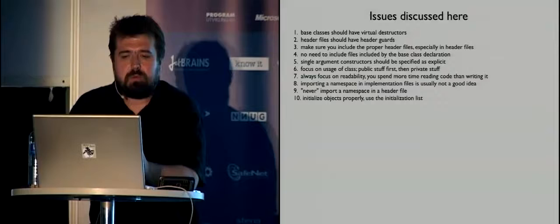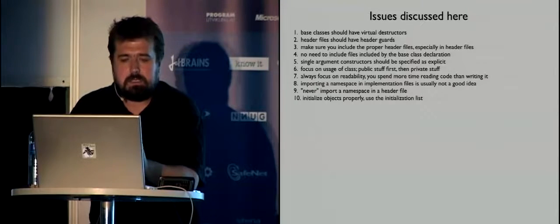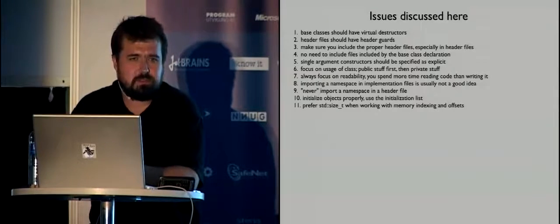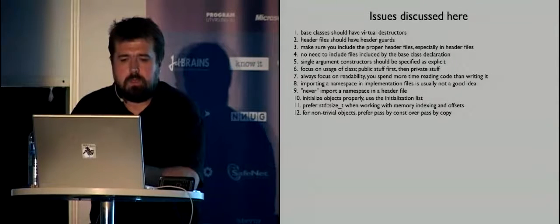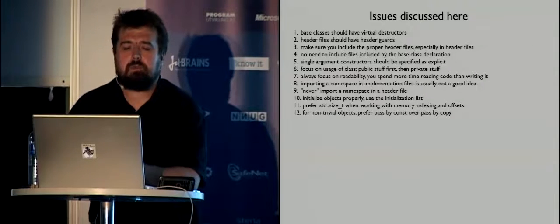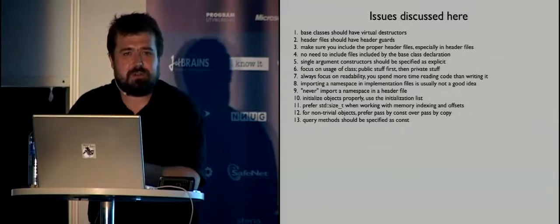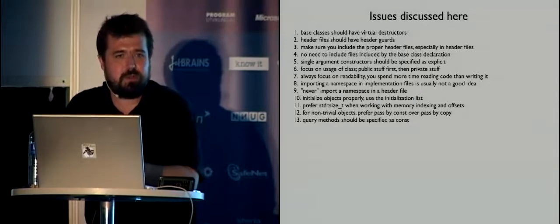Remember to initialize objects properly. Use the initializer list as much as you can. That's a proper way of constructing an object. Prefer size_t when working with memory indexing offsets, and this is particularly important when you work with memory with the library functions, because otherwise your code is not portable. Prefer pass by const reference if you are working with non-trivial objects. Query methods should be specified as const, and if you do that consistently, it means that if you don't have const, you're shouting to the rest of the world that I am going to modify the object.